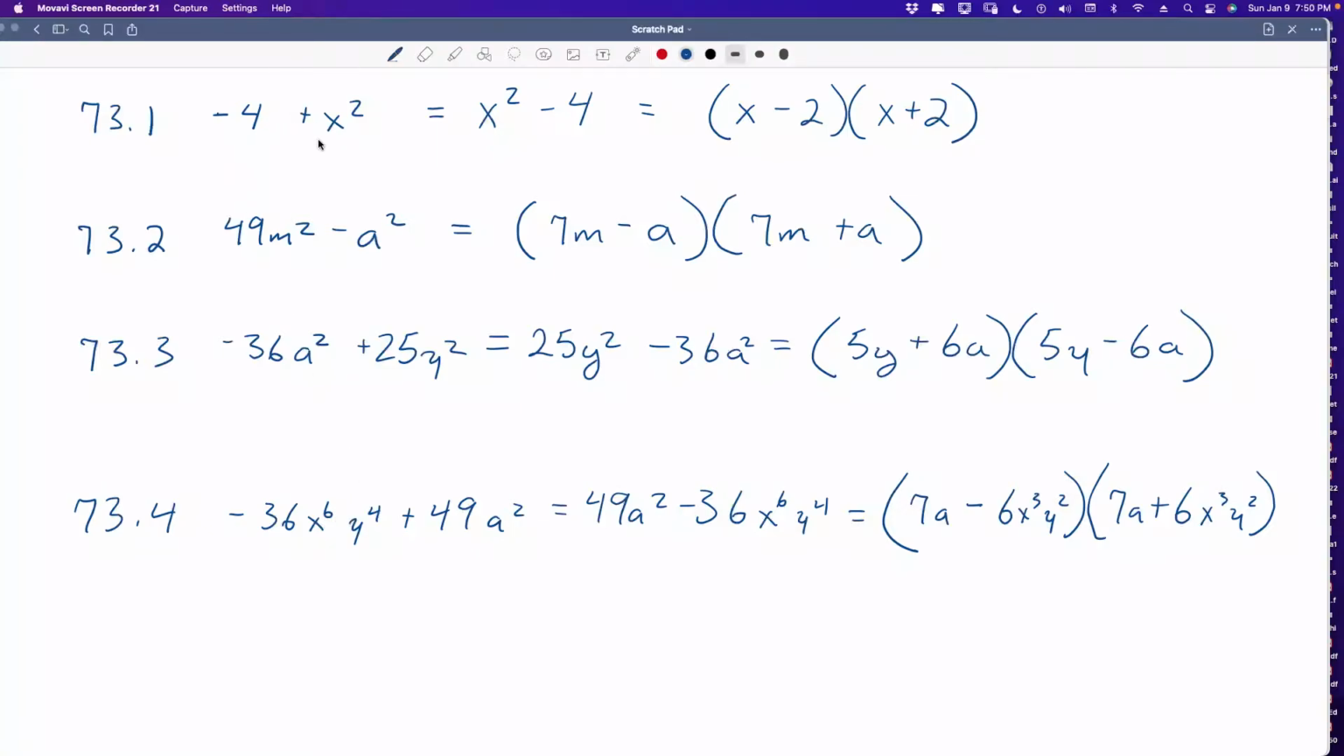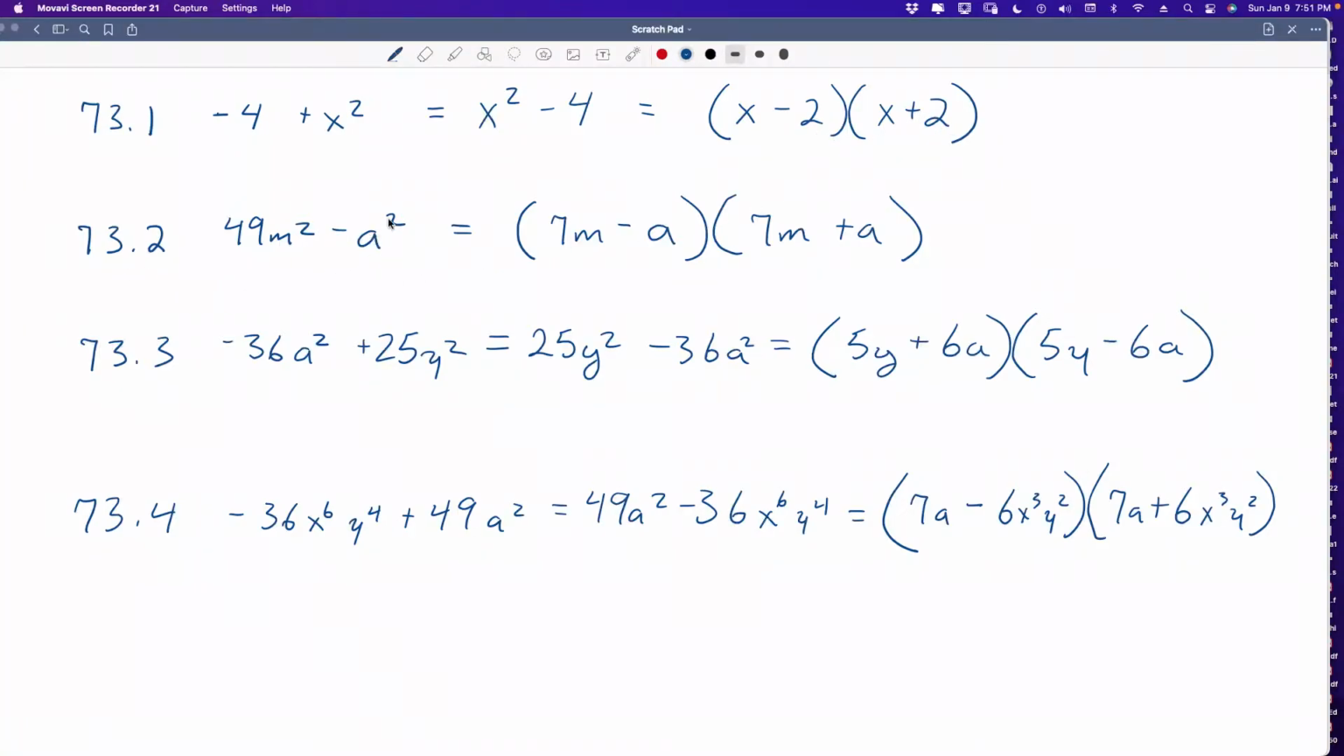All right, so the first one was 73.1, negative 4 plus x squared. Well, we know that it has to be a minus. That second term has to be a minus. So all we had to do here was rearrange: x squared minus 4, and then we could factor x minus 2 times x plus 2.